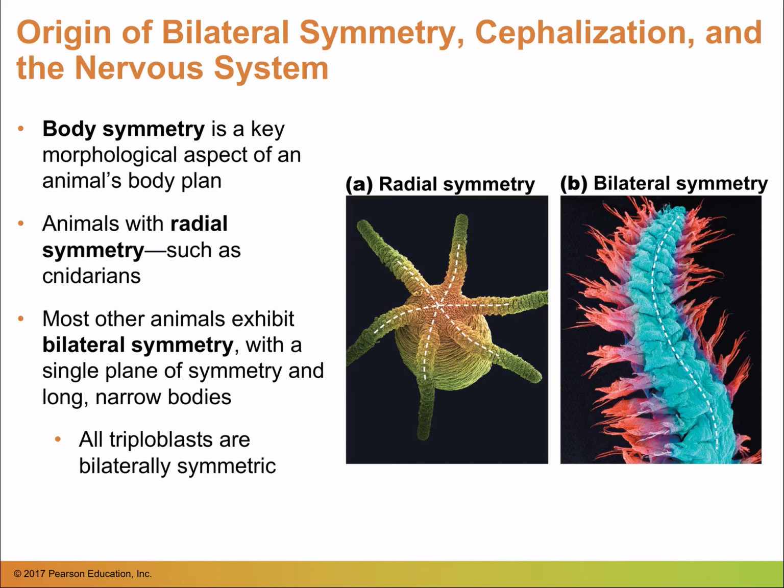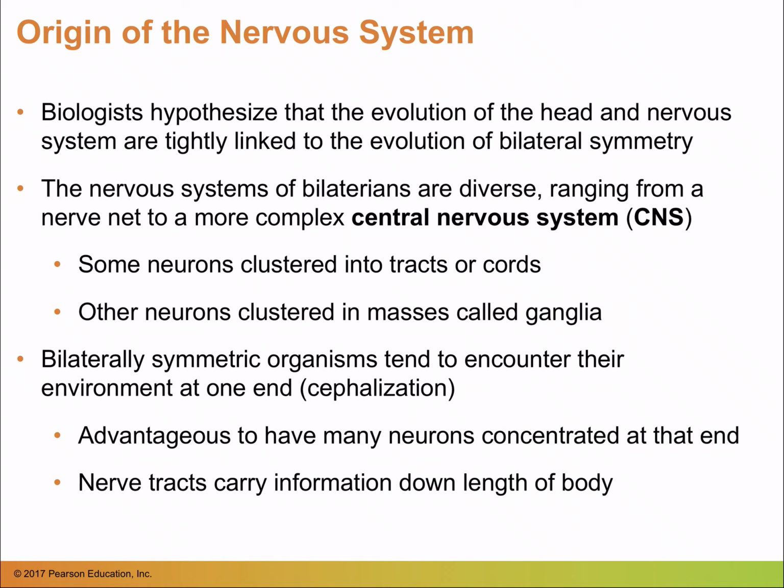So along with, and I should mention too, that all triploblasts, or all of these advanced guys, are going to be bilaterally symmetric. So let's talk about the nervous system, because in the last few lectures when we talked about plants, we talked about how they did have a way to communicate. They used hormones and things like that. We also use hormones, but hormones are slow. The nervous system is fast, and it can send impulses very quickly throughout the body.